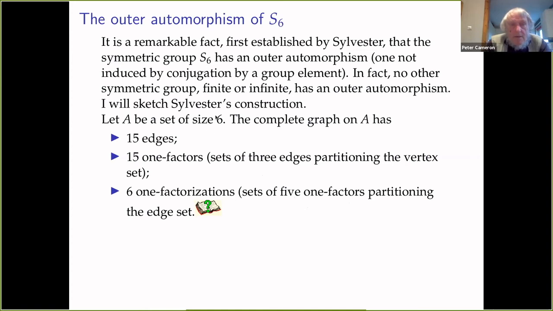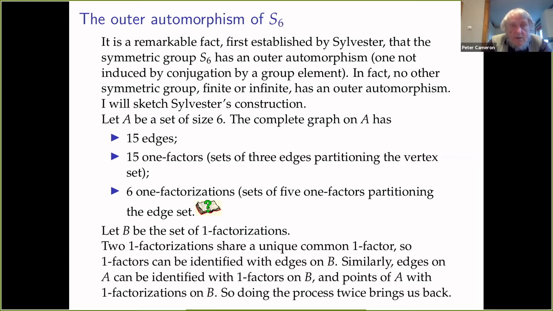So we start with a set of size 6 and find that it has 6 one-factorizations. And let B be that set of one-factorizations. And if you now start with B, that's a set of size 6. If you reverse the process, it turns out you get back to A, because you can show that 2 one-factorizations share a unique common one-factor. So the one-factors are like edges of the complete graph on B. And similarly, edges on A correspond to one-factors on B. Points of A correspond to one-factorizations on B. So doing the process twice takes us back to where we started.